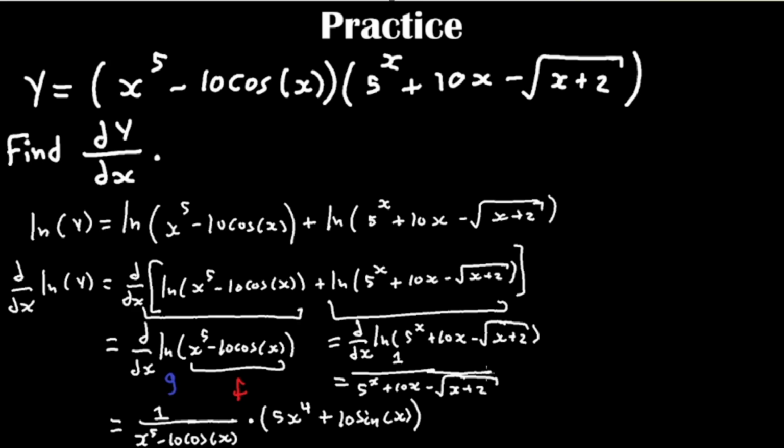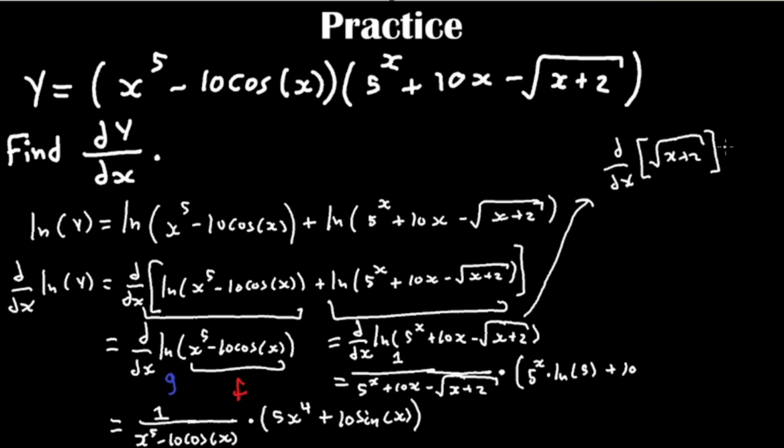And then times the derivative of the inside. The derivative of 5 to the x is 5 to the x times natural log 5. The derivative of 10x is just 10. And the derivative of minus square root of x plus 2. Let's just do the derivative of square root x plus 2.